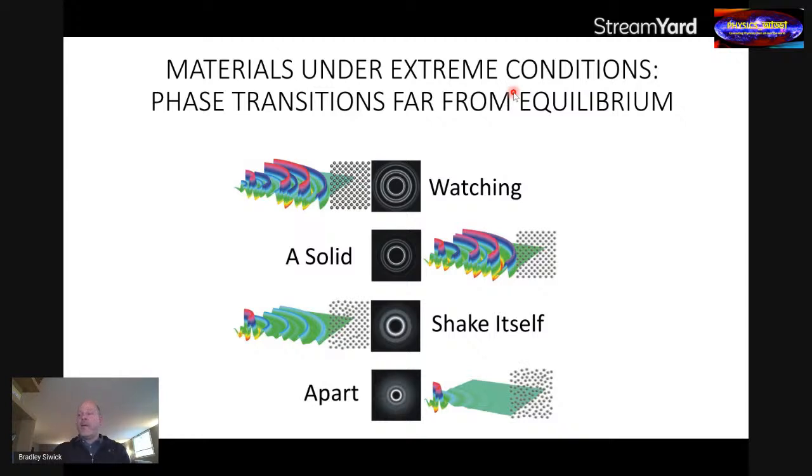where atomic positions are varying rapidly as a function of time. So that allows you access to understanding phase transitions that are occurring not close to equilibrium, where you normally view such things, but very far from equilibrium, strongly driven systems.